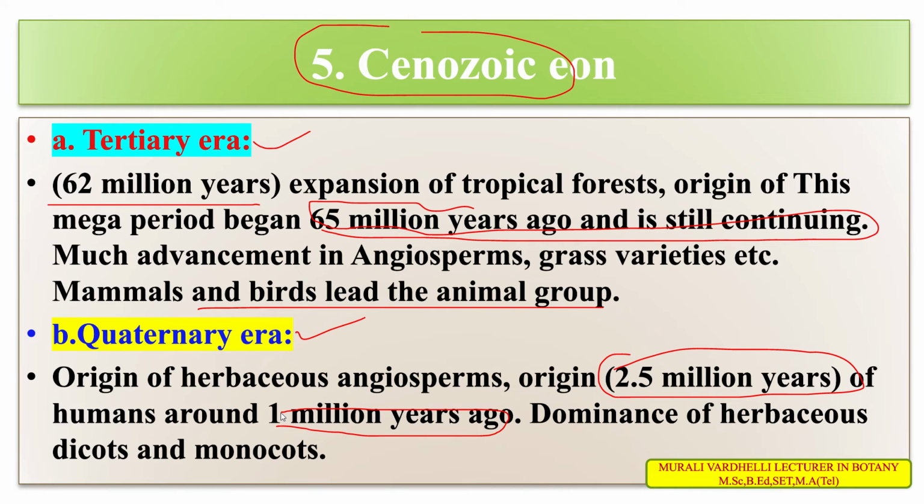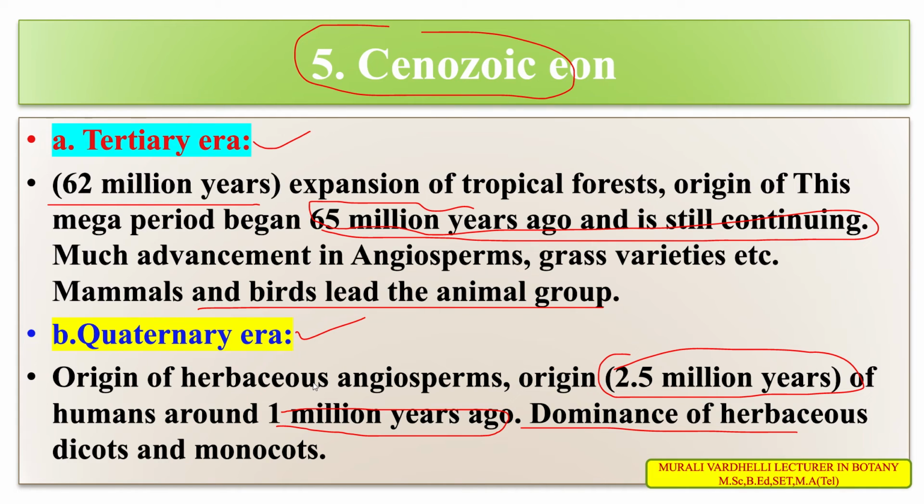So totally, human beings started their life before 1 million years ago, right? And the dominance of herbaceous dicots and monocots is present in this quaternary era. It is the present continuing era.